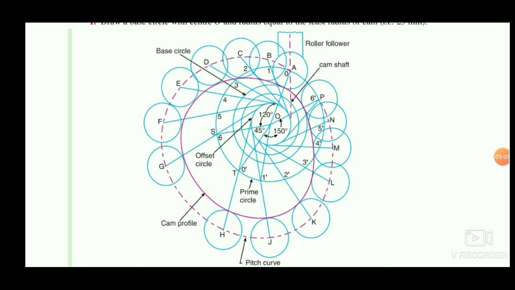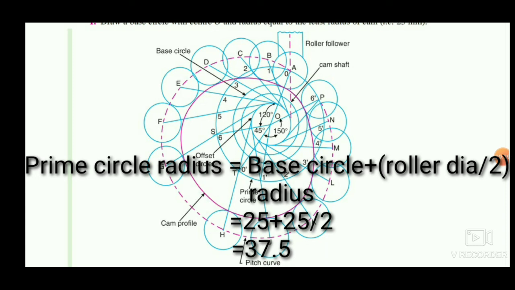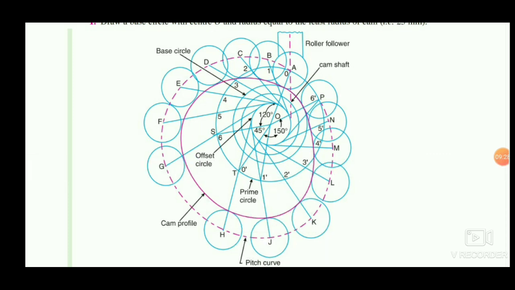Then you have to draw the prime circle also. Prime circle you know how to draw: the base circle radius plus roller diameter by 2. Roller diameter is 25 mm, by 2 is 12.5. So 25 plus 12.5 is nothing but 37.5 mm. So you can draw the prime circle, and on the prime circle you mark the divisions of the outward stroke and return stroke.